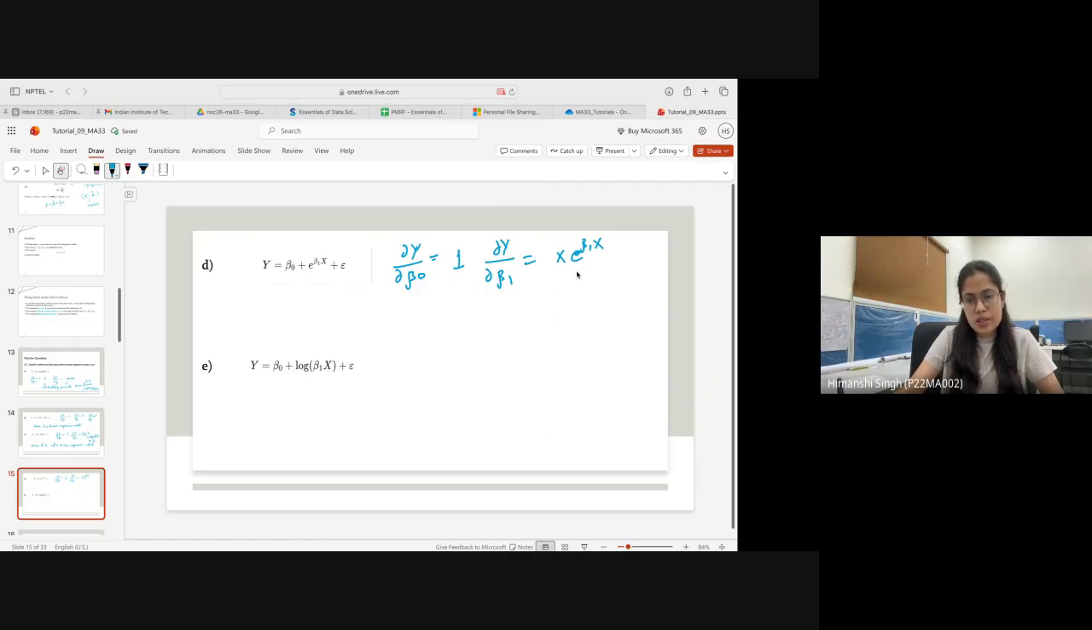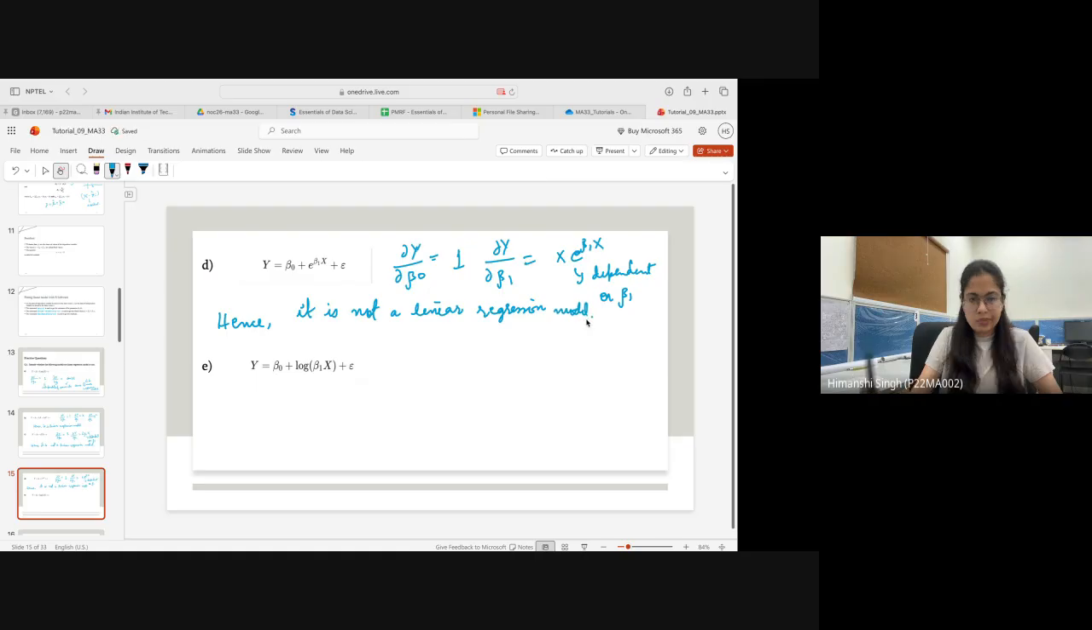This is dependent on beta 1, which implies that hence it is not a linear regression model.